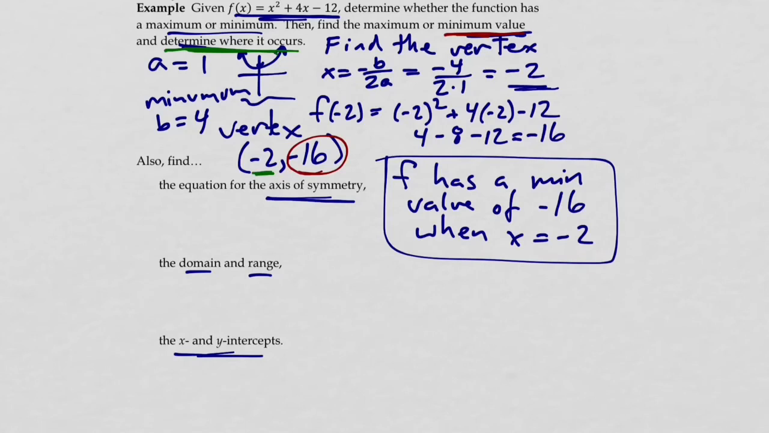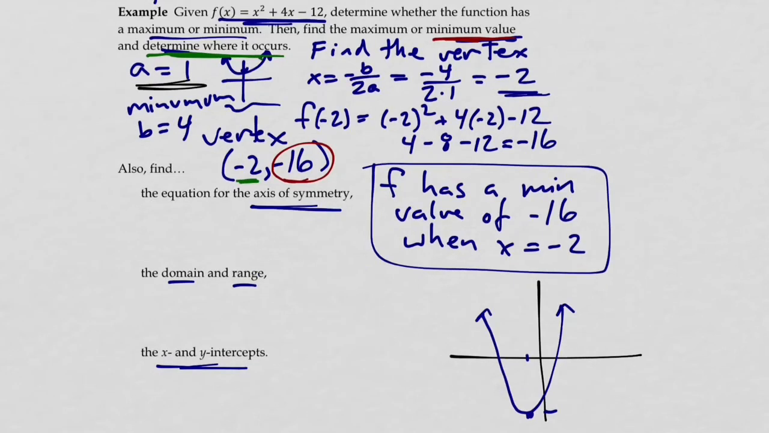So, we can sketch a graph now that we know what the vertex is, and we know that it opens upward. So the vertex is down here at negative 2 for x, negative 16 for y, so I can put a point down in the third quadrant. And we know it opens upward. So the graph looks a little something like that, roughly.